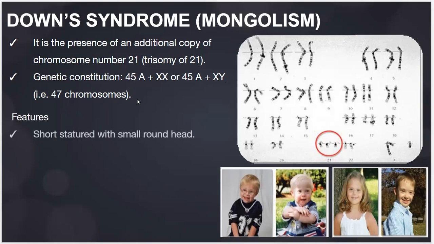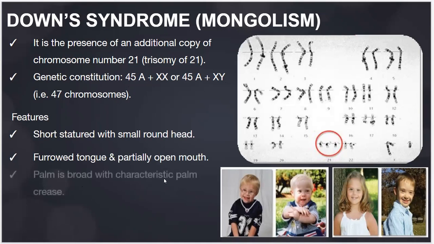What will be the symptoms or features of an individual suffering from Down syndrome? Short height, small round head. The tongue will have a cavity, it will be furrowed, and most of the time the mouth will be open, the saliva will be drooping out. You might have seen some person suffering from Down syndrome. They have very short height. Palm is broad with a characteristic palm crease. They have a lot of creases in their palms and broad palms.